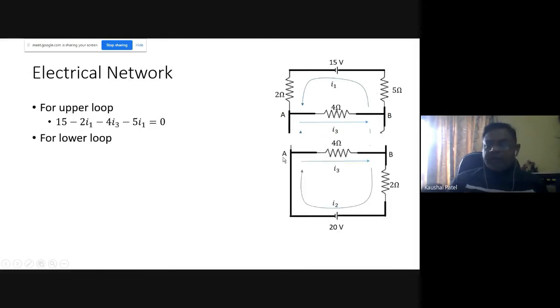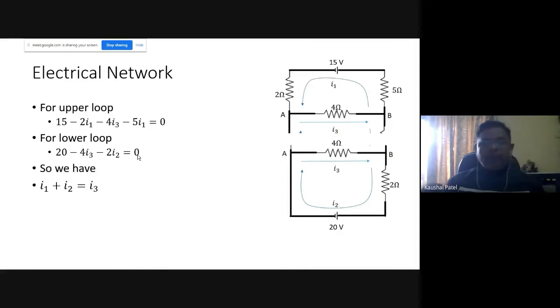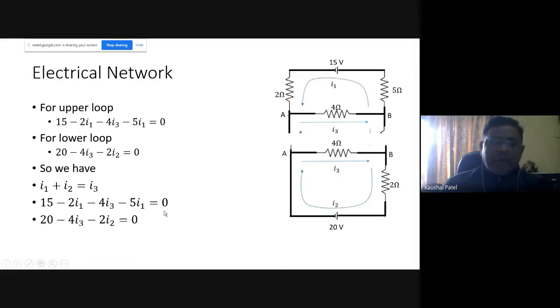Now for the lower loop, we have 20 minus 2 I2 minus 4 I3, which is equal to 0. So this is the electric network and how the current flows in each loop. From the combination of these, we have I1 plus I2 is equal to I3. Second, 15 minus 2 I1 minus 4 I3 minus 5 I1 equal to 0. And third, 20 minus 4 I3 minus 2 I2 equal to 0.